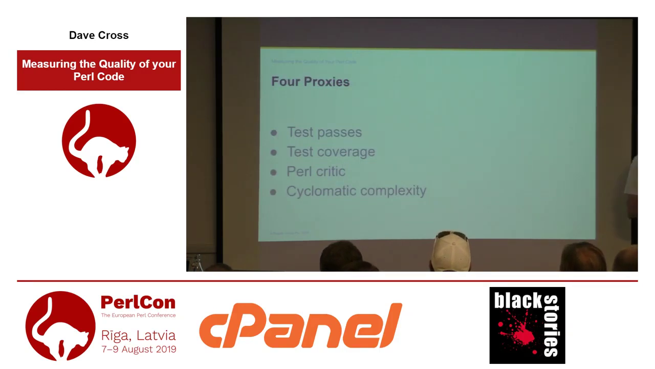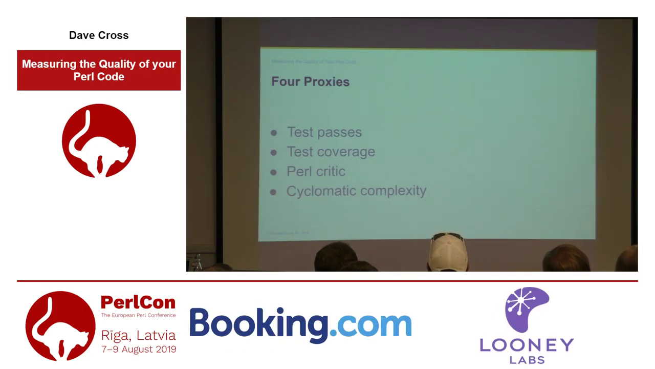So I'm going to propose 4 proxies that we can measure for our Perl code. Here they are: test passes, test coverage, Perl critic, and the cyclomatic complexity. Although if you saw Ovid's testing talk on Wednesday, he rather drove a hole in these cyclomatic complexity arguments, so thanks to him for that.